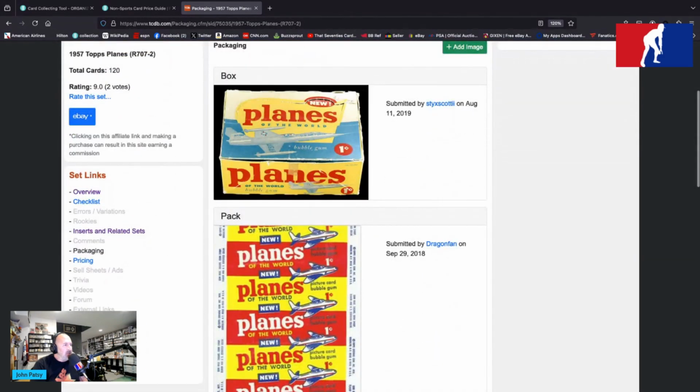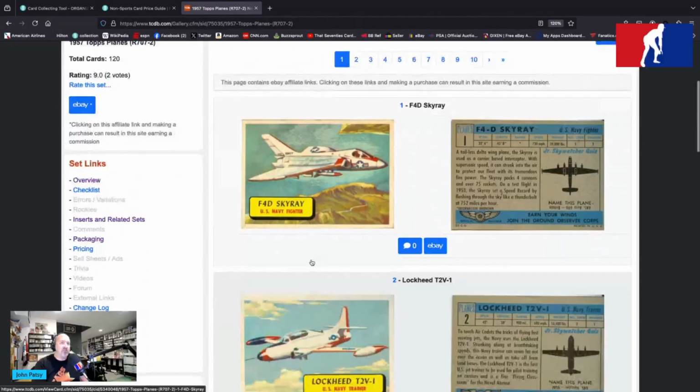Let's see here. The gallery. Let's look at some of these cards. And, of course, we could see the bluebacks there. First card is the F4D Skyray. These are not pictures, but they're illustrations of these airplanes, which is an interesting thing because we're kind of going back on our word when we produced the 1956 Topps jet cards. Now we're back to doing this stuff with the paintbrushes again.